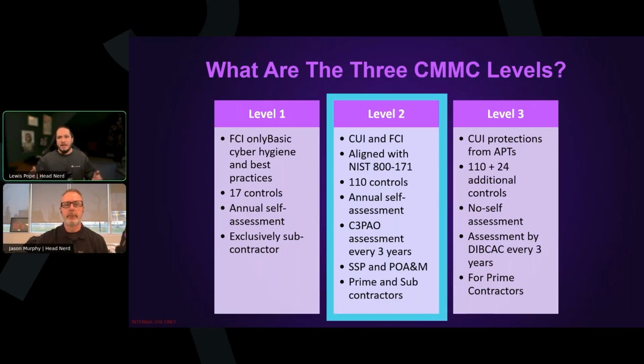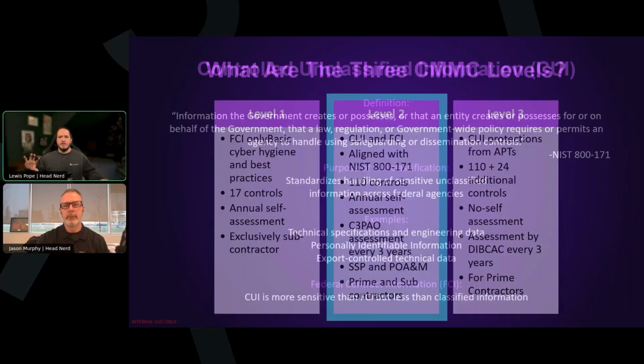And then also, level 2 is going to be for prime and subcontractors. Level 3 is mainly going to be your primes, almost exclusively primes, and chances are that's out of our remit, out of our purview. You're not going to be providing services to that level of organization. And they have to be audited directly by the federal government, not by the third party auditors that are available now.